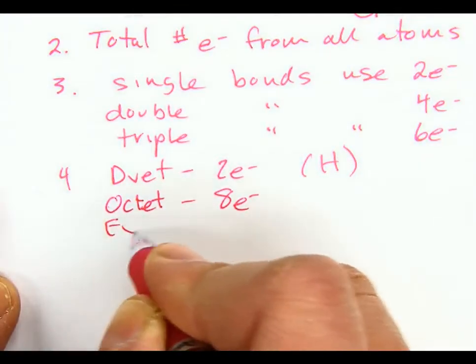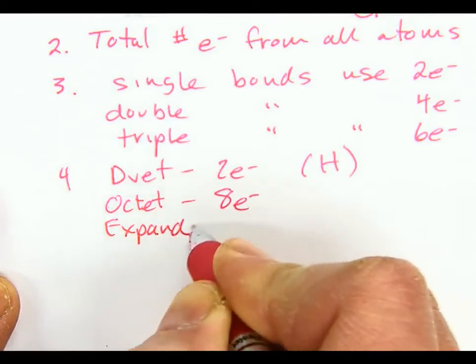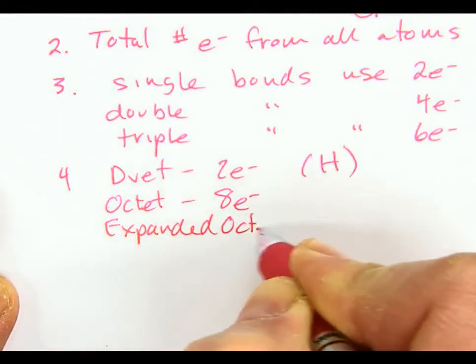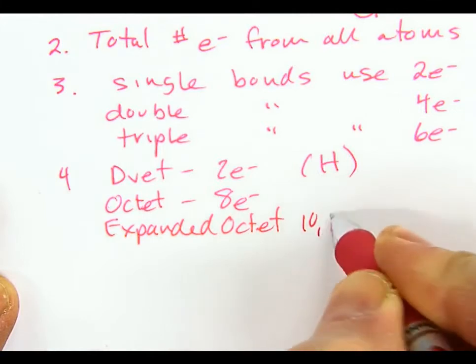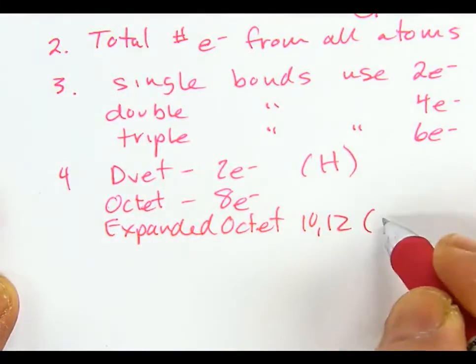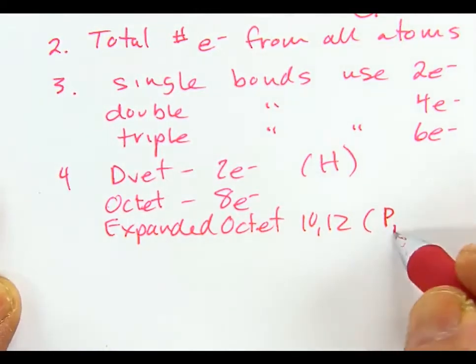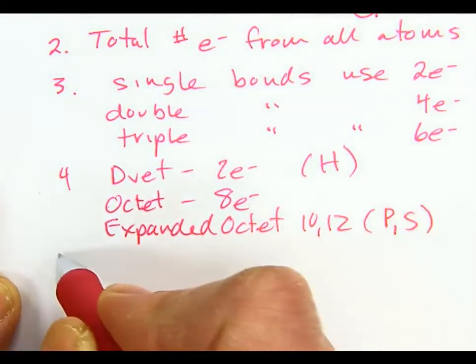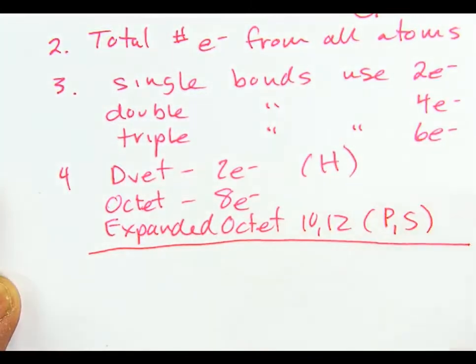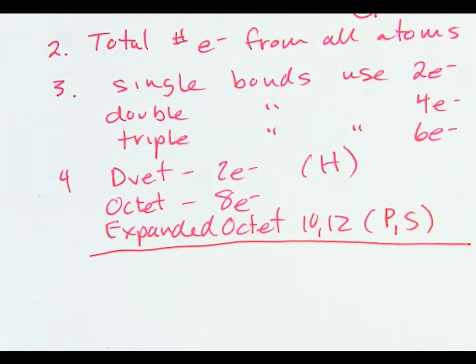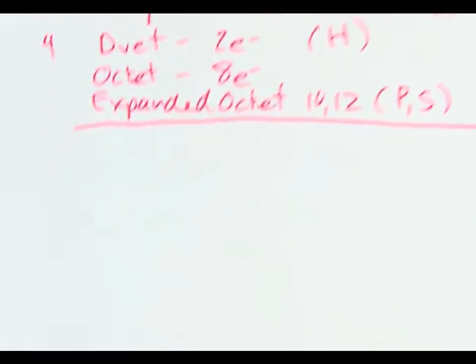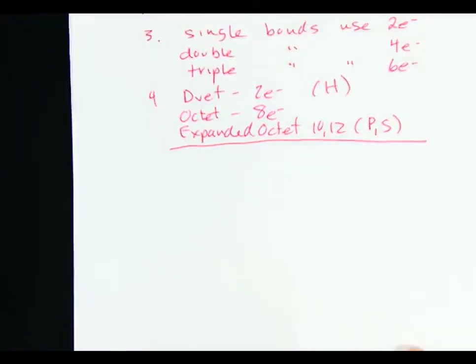There's something called the expanded octet. And then you could have as many as 10 or 12. And that's unique. That happens to be with things like phosphorus and sulfur sometimes, and our noble gases. So those are the basic ideas of some of the rules we're going to deal with. We're going to play with the rules as we go, though. And so that's going to help us to see how to do basic examples.